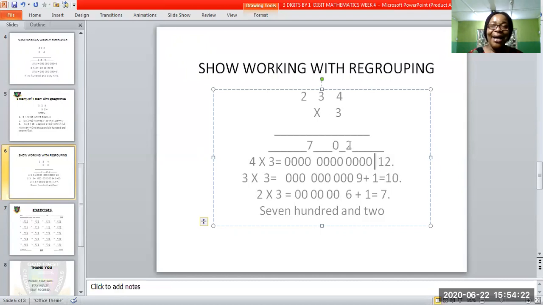Write 2. Carry 1. 3 times 3 is 9, plus the carried 1 will give us 10. Write 0. 2 times 3 is 6, plus the carried 1 from that 10 will give us 7. Therefore, our answer is 702. Are we clear?